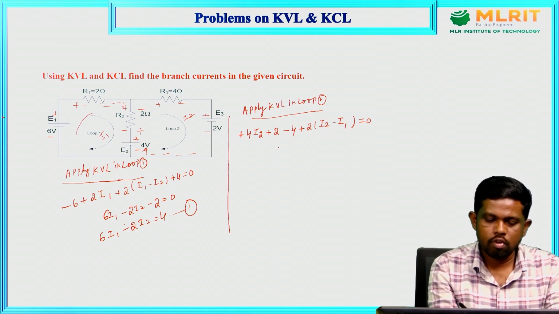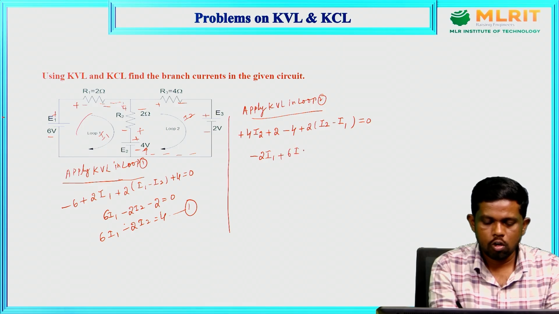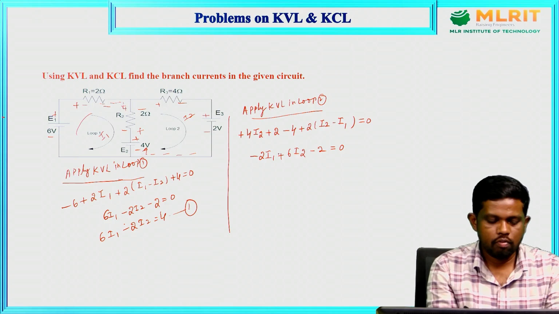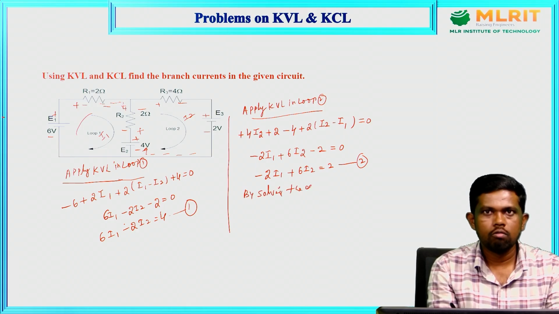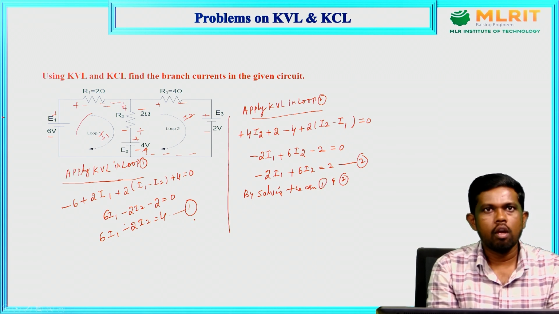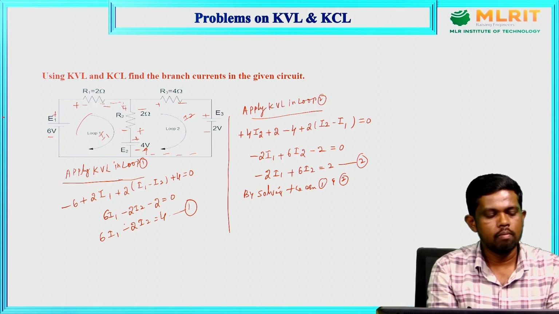So the final expression we got from this is 2 times of I1 plus 6I2, and then minus 2 equal to 0. After simplifying, we got 2I1 plus 6I2 equal to 2. So this is equation number 2. By solving equation number 1 and 2, we get the I1 and I2 values, which we need to find the current through each resistor or each branch.